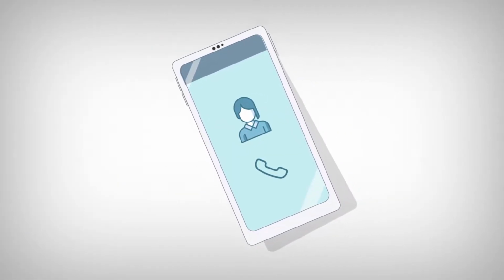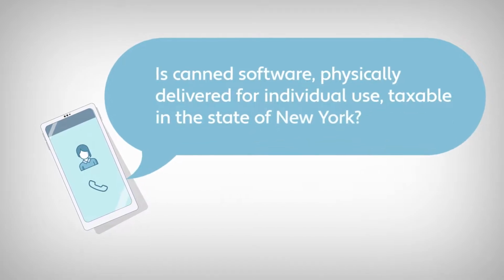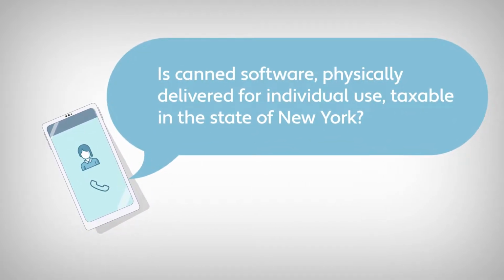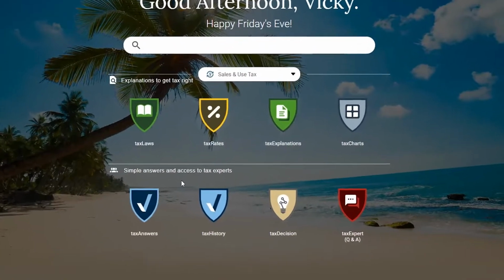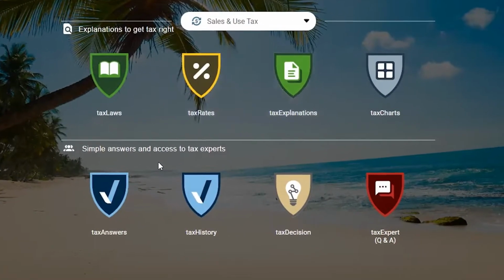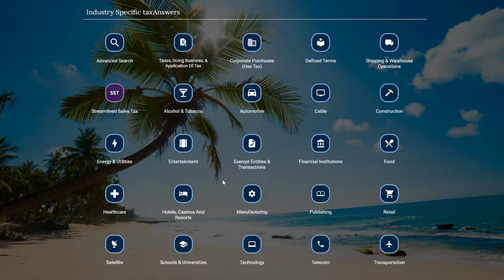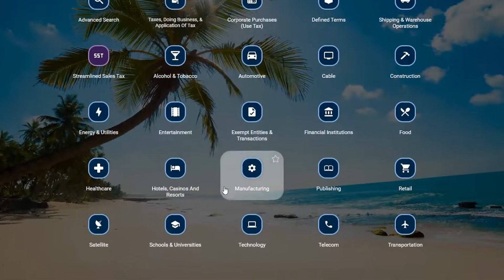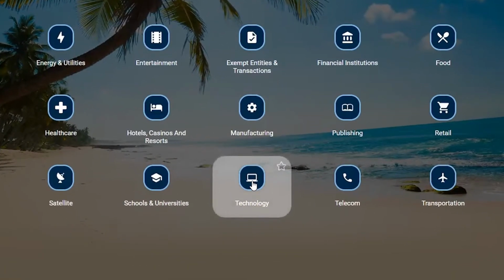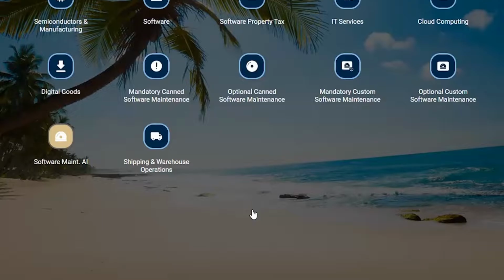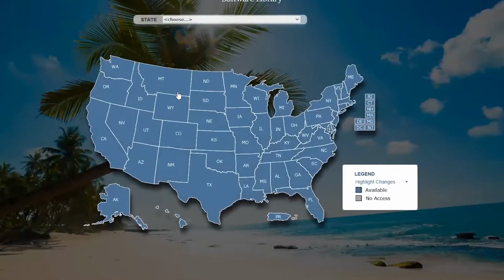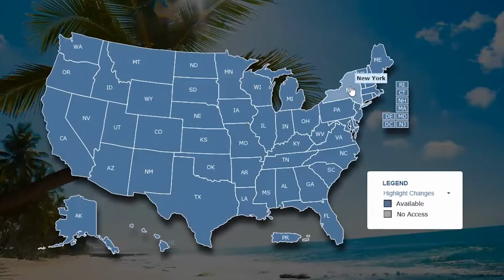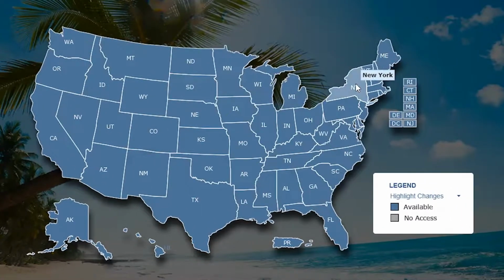Perhaps a client calls and asks if canned software physically delivered for individual use is taxable in the state of New York. Let me show you how easily you can find that answer from the Tax Answers tab. Note how tax answers are broken down by specific industry. In this case, we know we're looking for an answer in the technology industry. Then I'll click on the Software tab. This brings us to the software library, where I'll choose the state in question, New York.